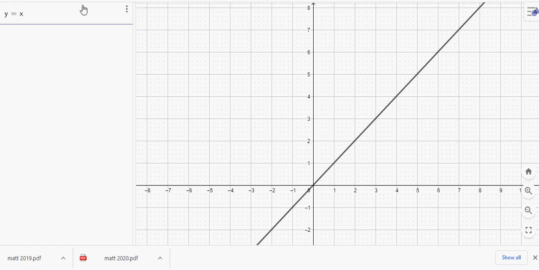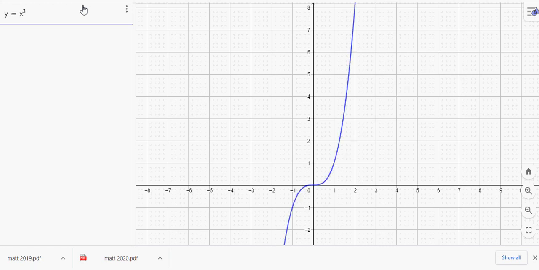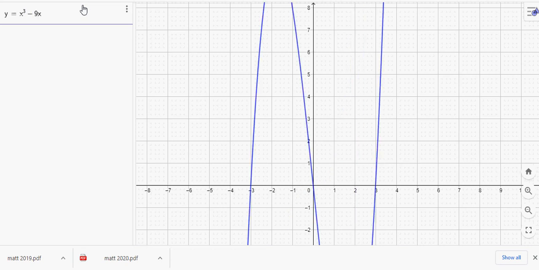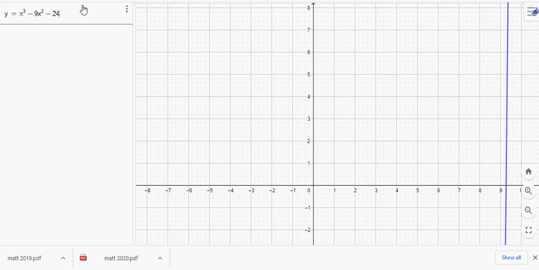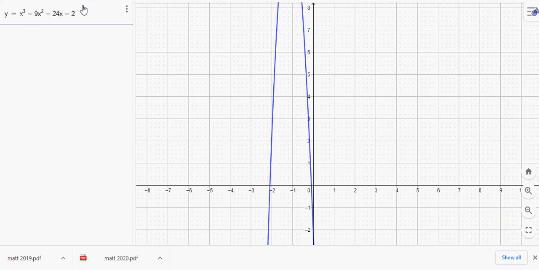No, sorry, the original one. x cubed minus 9x squared, plus 24x, minus 20. Read that one more time. x cubed minus 9x squared plus 24x. There we go.